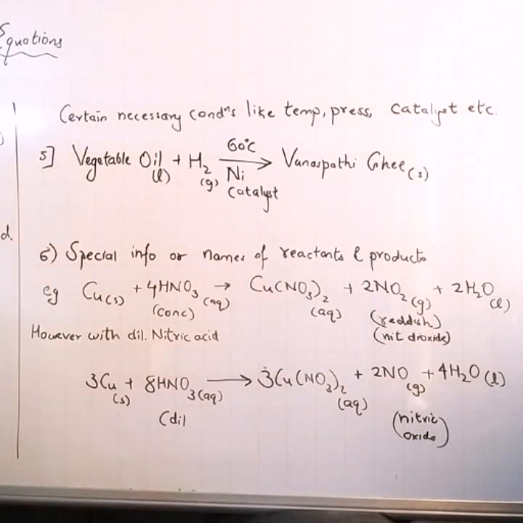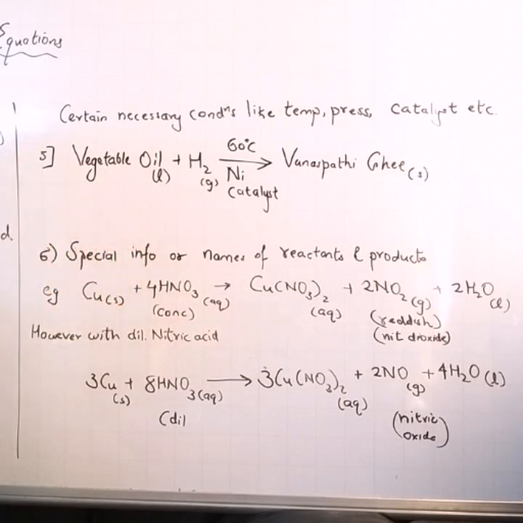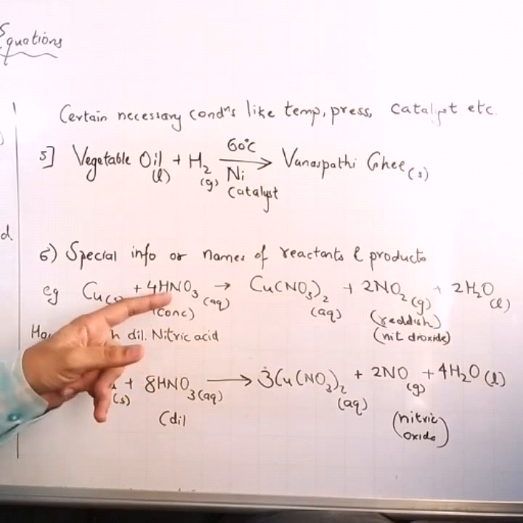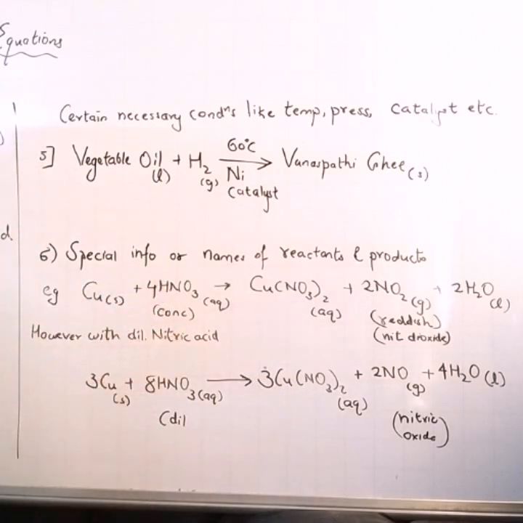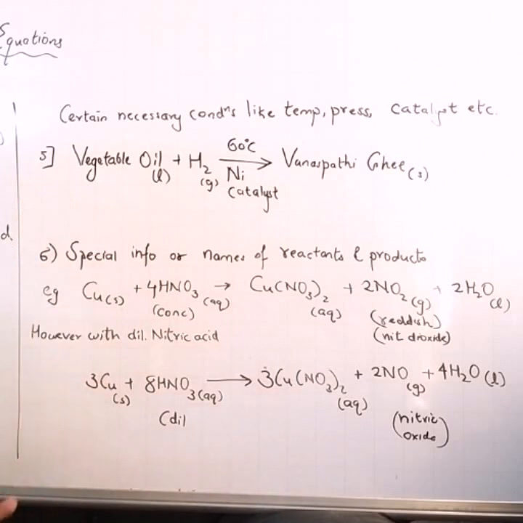Now, sixth, sometimes special information or names of reactants and products have to be mentioned in the chemical reaction. Why? Because simply by looking at the formula, we can't decide whether it's a concentrated reactant or a dilute one. So this information has to be mentioned. Like in this example, I'm explaining to you two reactions of copper with nitric acid. One is with concentrated nitric acid and the other is with what?